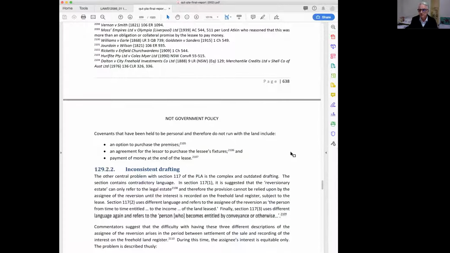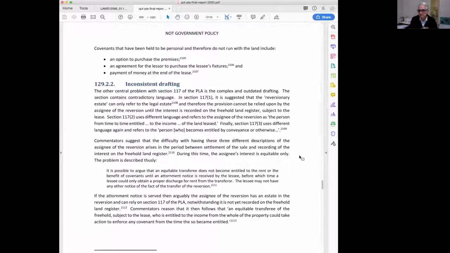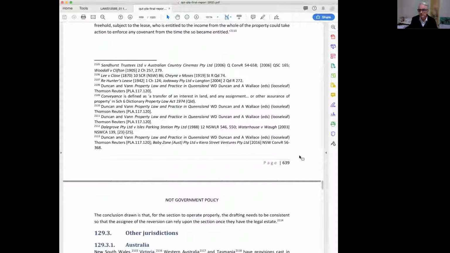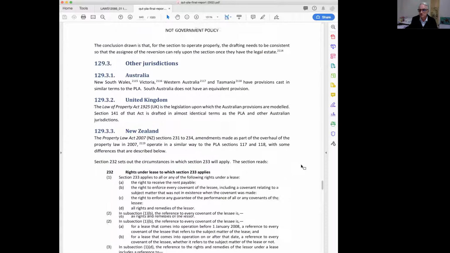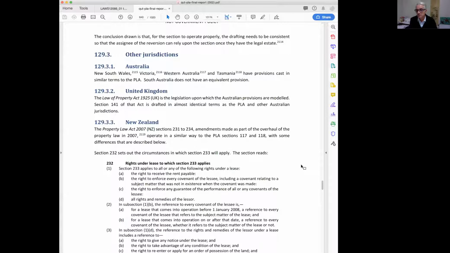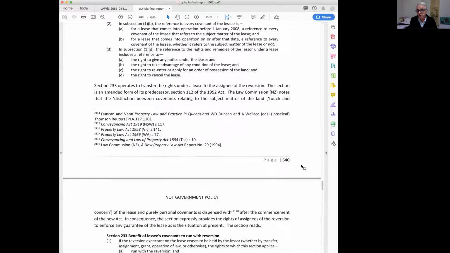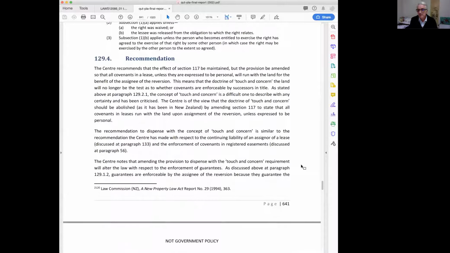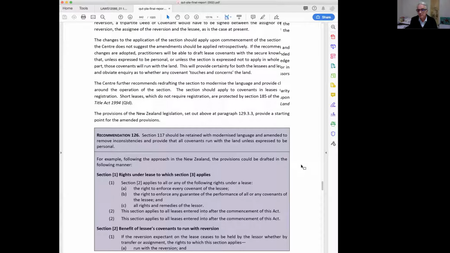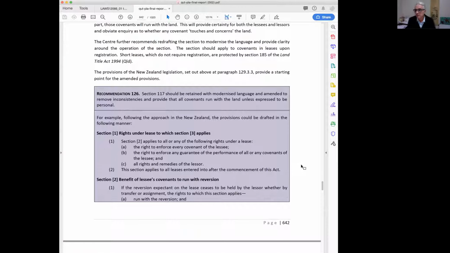So there are various issues that are discussed here, and you can have a look at those just by way of reviewing these sections, and it also gives a nice overview of what's going on in other jurisdictions. We come down to the recommendation of the review authors.